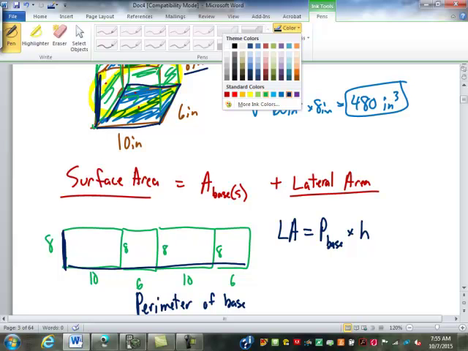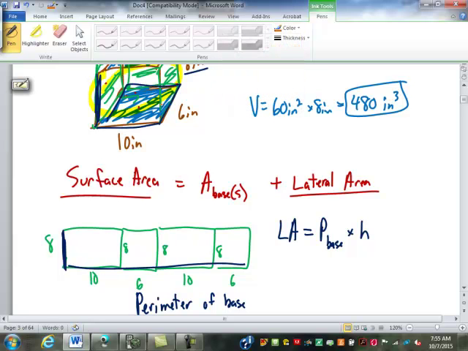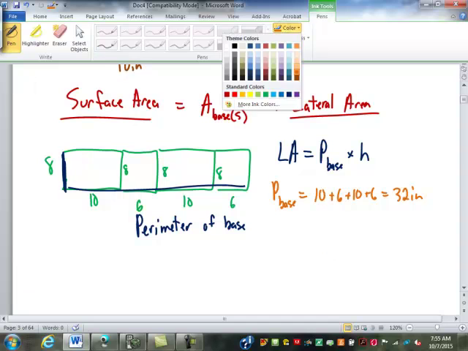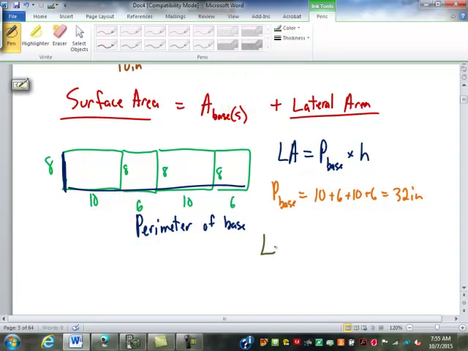So for this box here, let's add it up, perimeter of the base, 10 inches plus 6 inches plus 10 inches plus 6 inches is 32 inches. Therefore, the lateral area is 32 inches times a height of 8 inches, or 256 inches squared.